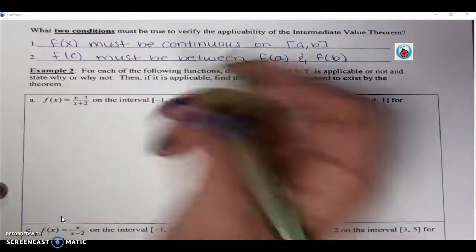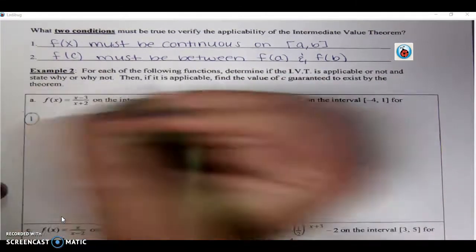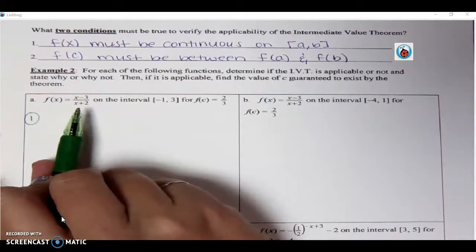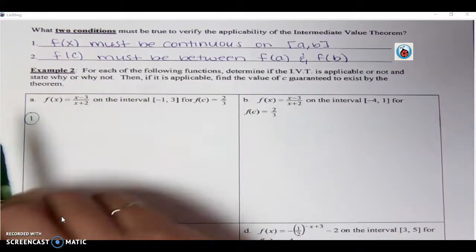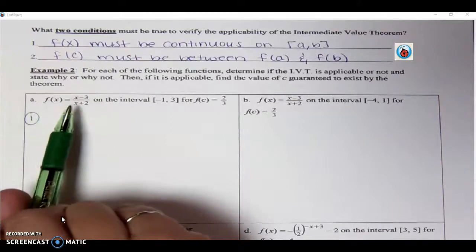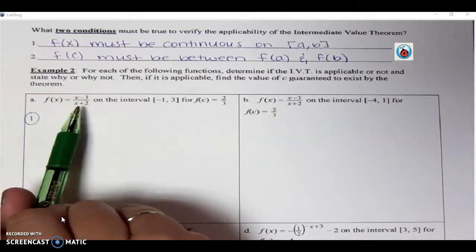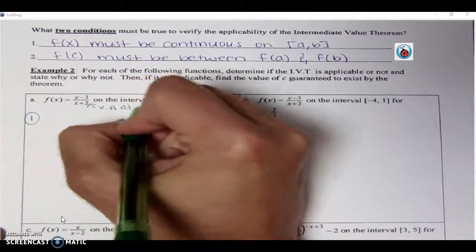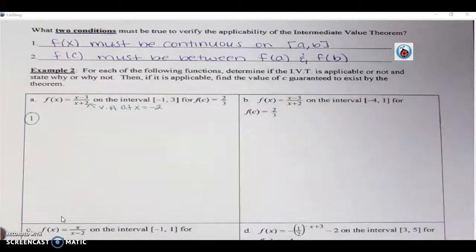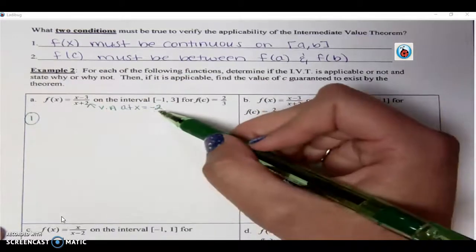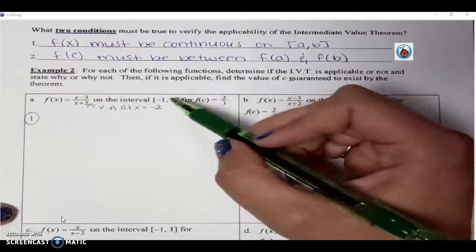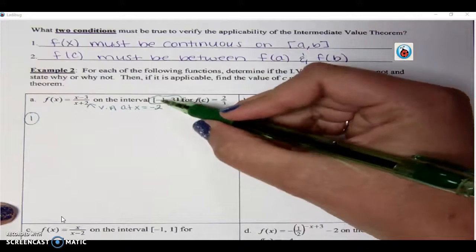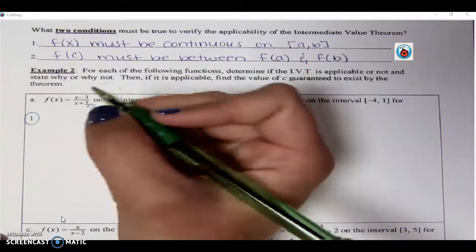So the first thing that you have to check for IVT is that it is continuous. Well, think about what a rational function looks like. It can have holes and it can have vertical asymptotes, which would make it not be continuous. So there's no holes because there's nothing to cross out. But you would have a vertical asymptote at x equals -2, because that's left in the denominator. So at x equals -2, it's not continuous. But you only care about the interval that they give you here. So is -2 between -1 and 3? No, it's not.